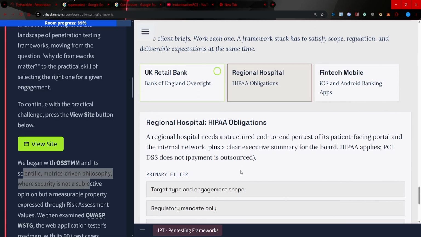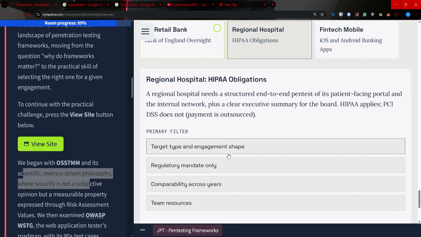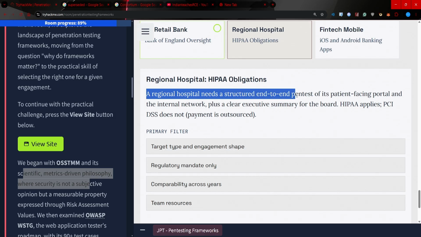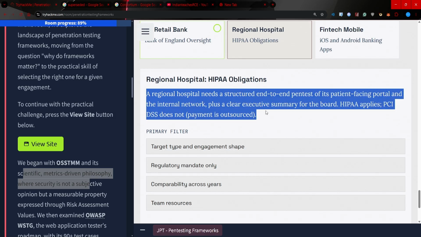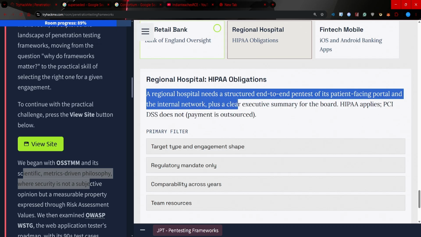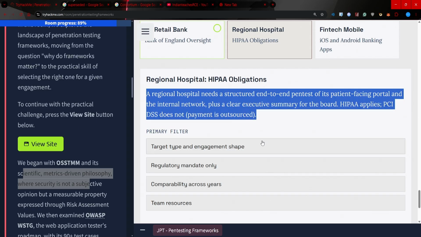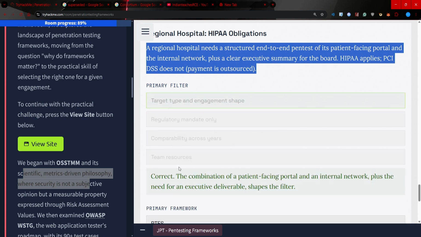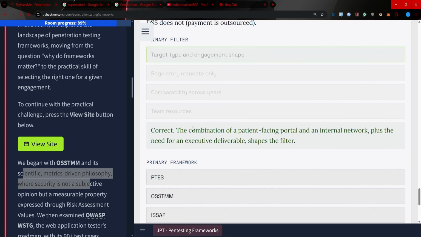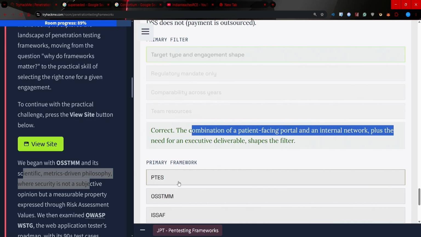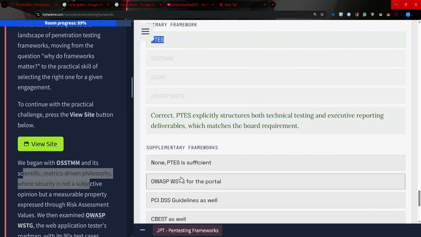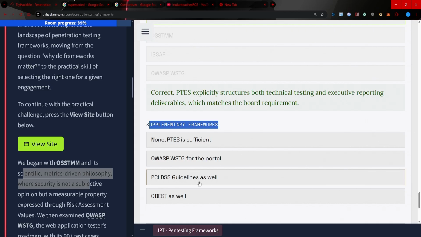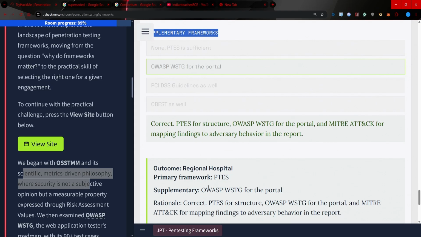Choose next scenario. Regional hospital. Target type, engagement shape. A regional hospital needs a structured end-to-end pen test for its patient-facing web portal and internal network, plus a clear executive summary for the board. HIPAA applies, PCI does not. Payment is outsourced. Sorry, it should be compare. Oh my god. Target type, engagement shape. Patient web, internal network. Now PTES. Yes, I was waiting for this. Supplementary frameworks. We would go with WSTG for the portal.